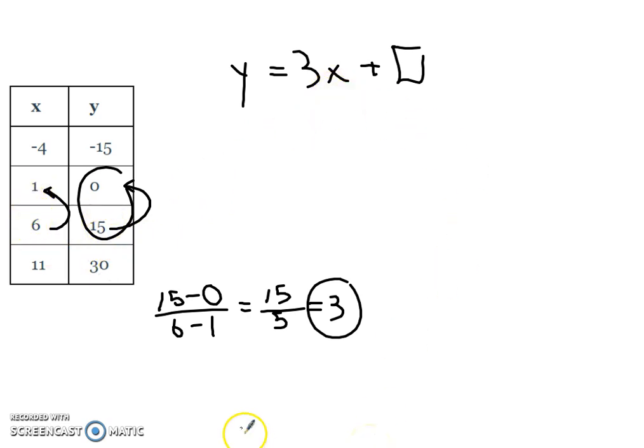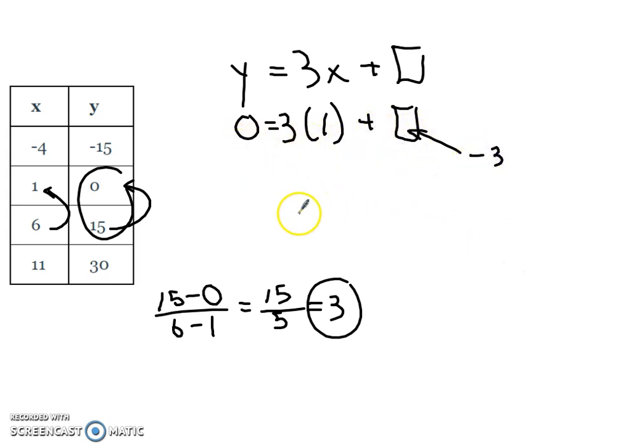Well, I might as well pick the easiest one I can. So I'm going to use 1. So when I put 1 in here and calculate away, I have to get 0. So let me figure out what goes in here. This is 3. What do you have to add to 3 to get 0? Well, that's going to be negative 3. So here's my equation. Y equals 3x, that's the slope right there, minus 3.